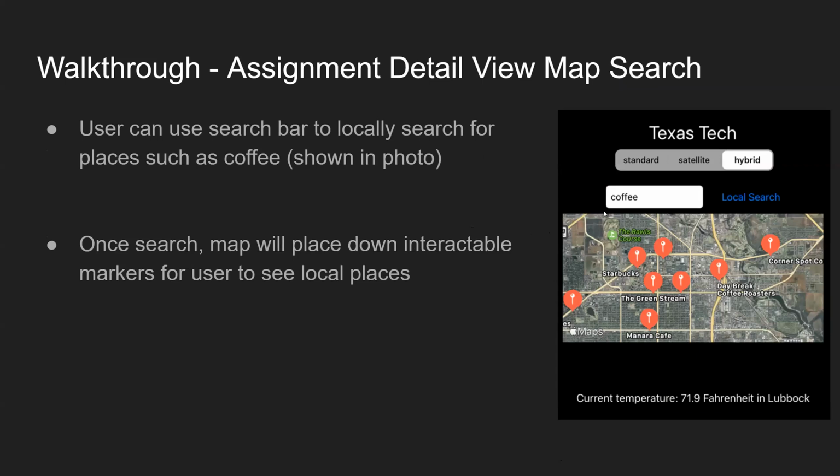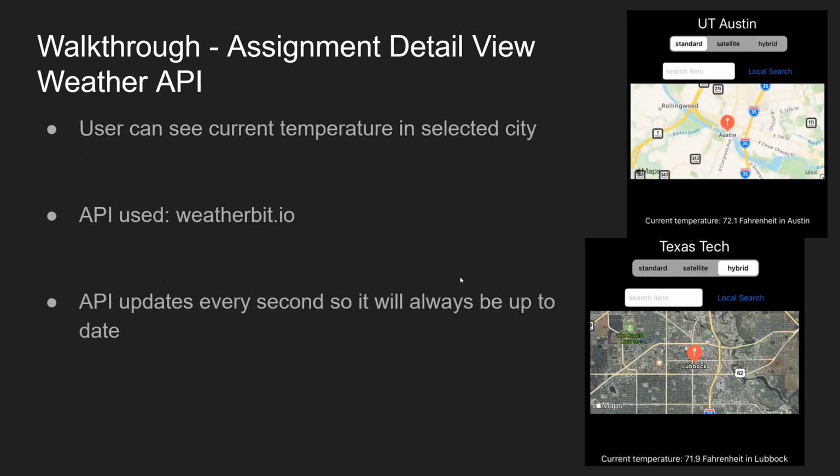The user can use the search bar to locally search for places such as coffee. So in the example here, I did it in Lubbock, Texas. I searched for local coffee places, so technically in the same city as Texas Tech. So it brings up different markers here. So yeah, the map will place down interactable markers for users to see local places.